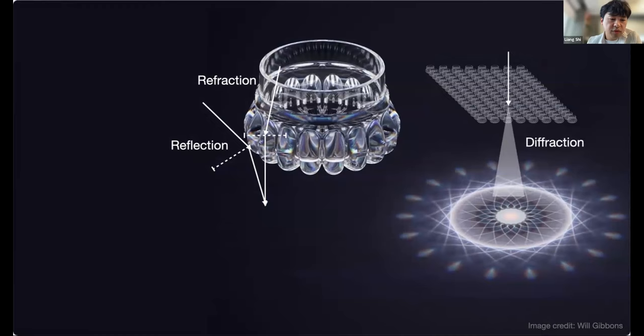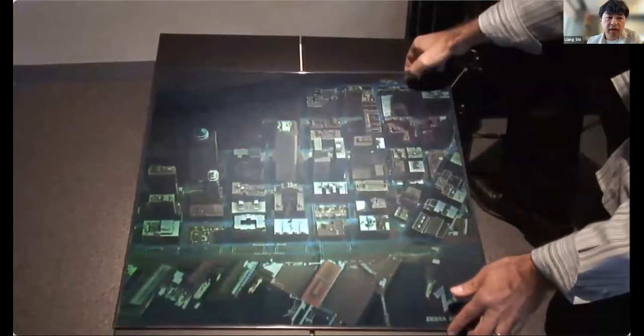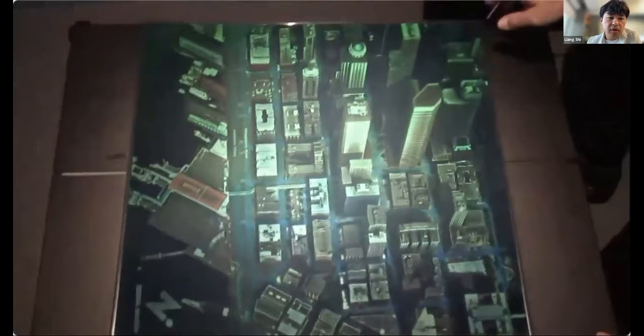In fact, this array of feature structures is called the hologram, and the digital process of finding the hologram that generates a target pattern is called computer-generated holography. So a unique advantage of holography over other light modulation methods is its ability to generate realistic 3D images.